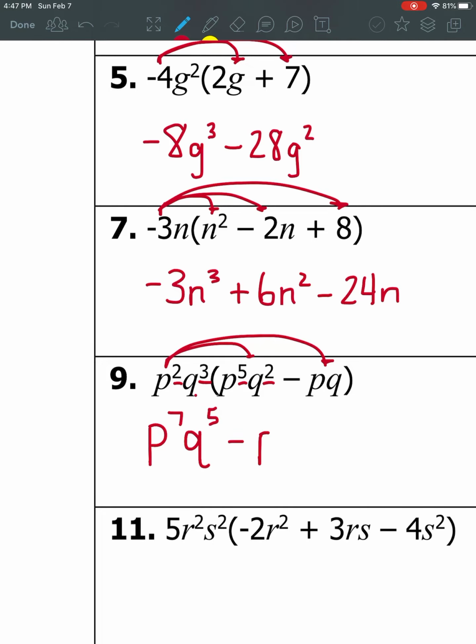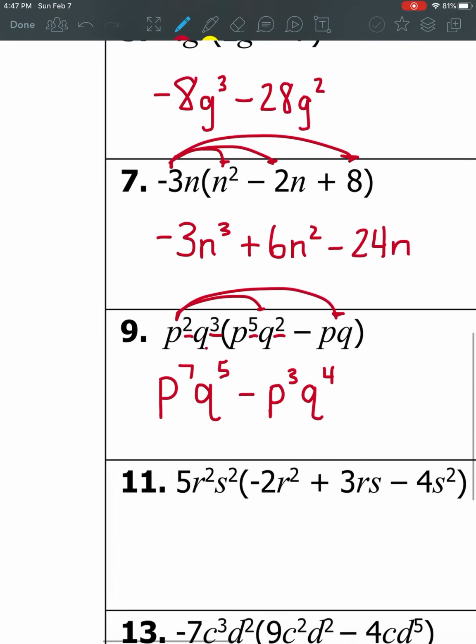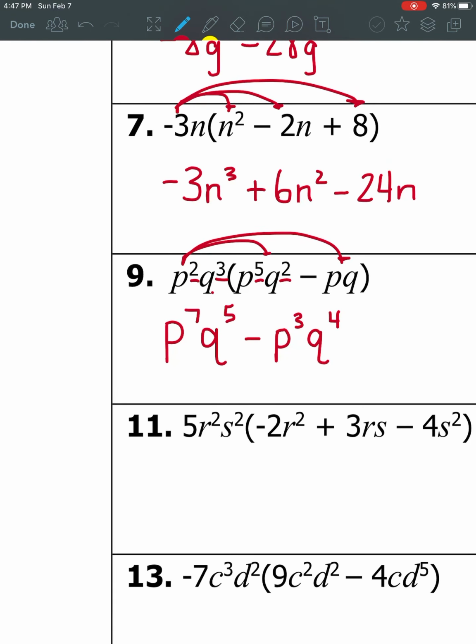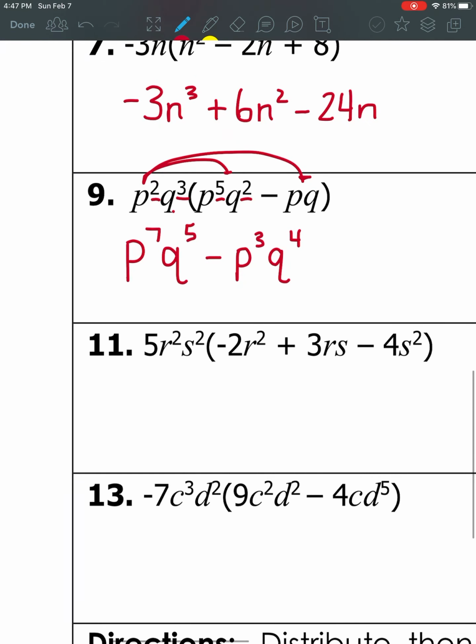P squared times p, so we get p cubed. Q cubed times q, so that we have q to the 4th. Okay? The only way we could combine those from there is if the exponents on the variables are the exact same. So we can't combine those.